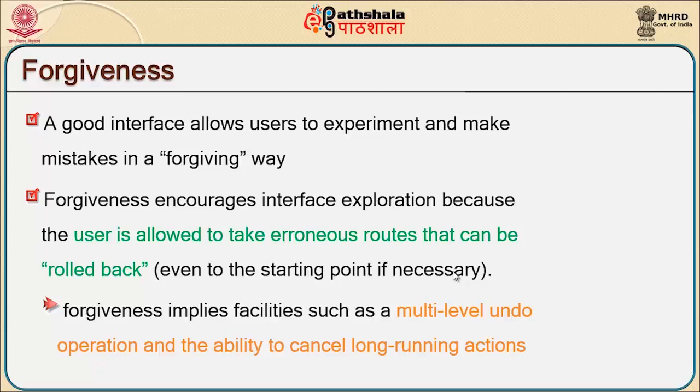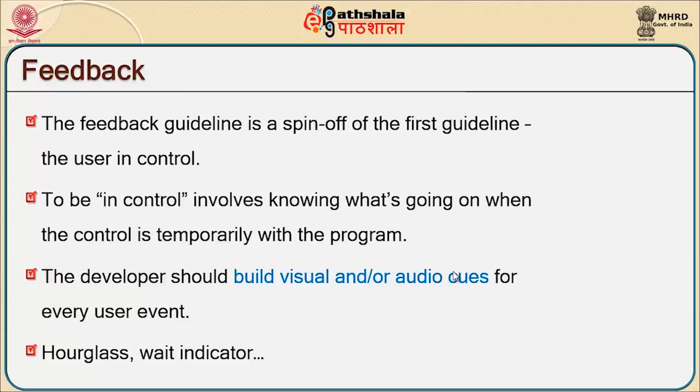Forgiveness implies facilities such as multi-level undo operation and the ability to cancel long-running actions. This most of us would have experienced when we were doing a lot of searches. And finally, there is an important component which is required, which is called feedback. This feedback guideline is a spin-off of the first guideline, the user is in control. To be in control involves knowing what's going on when the control is temporarily within the program.